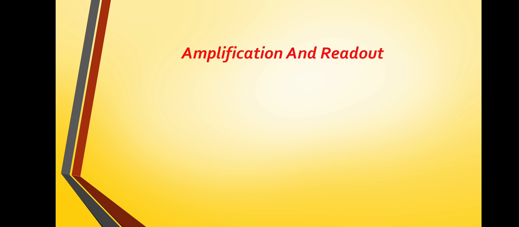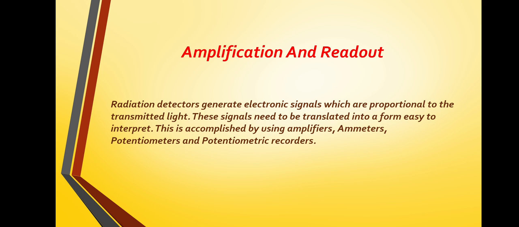The next component is amplification and readout devices. Radiation detectors generate electronic signals which are proportional to the transmitted light. These signals need to be translated into a form easy to interpret. This is accomplished by using amplifiers, ammeters, potentiometers and potentiometric recorders.